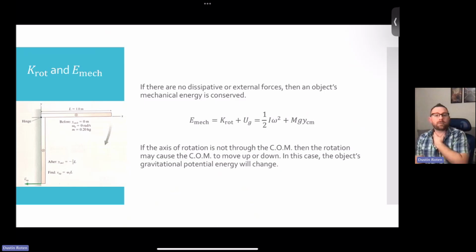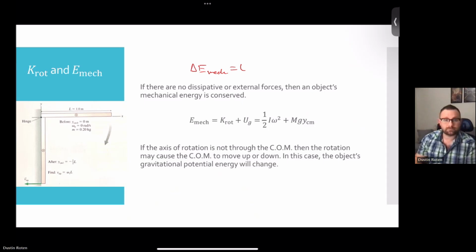Okay. So let's talk about actually putting all this together. So we have K being rotational energy and how that's going to relate to the mechanical energy. So if there are no dissipative or external forces, then an object's mechanical energy is conserved. We've talked about that before in the last set of lectures. No dissipative forces, your E mech is going to be the same. So for this case, delta E mech, the change, is 0.